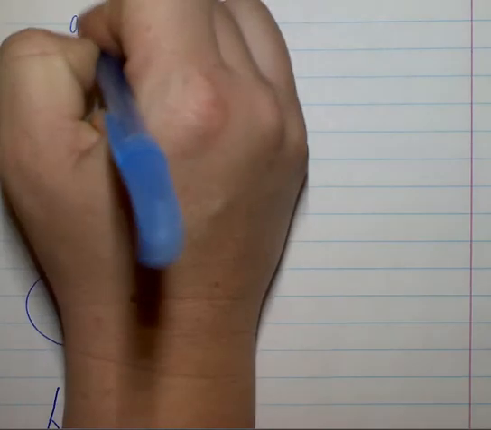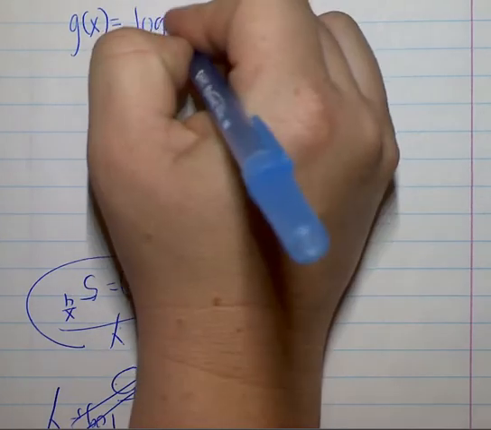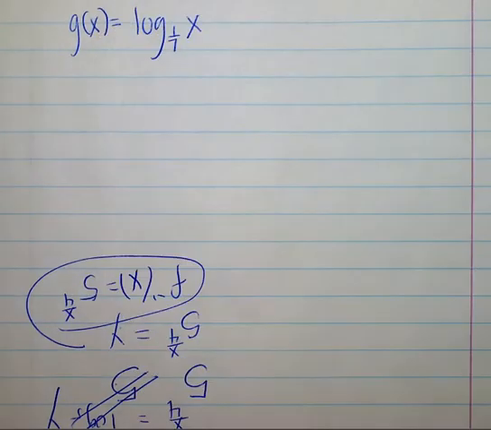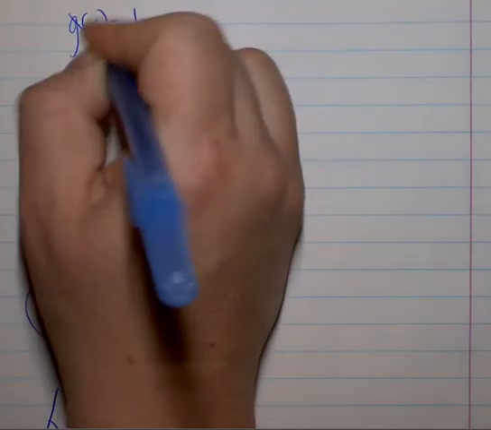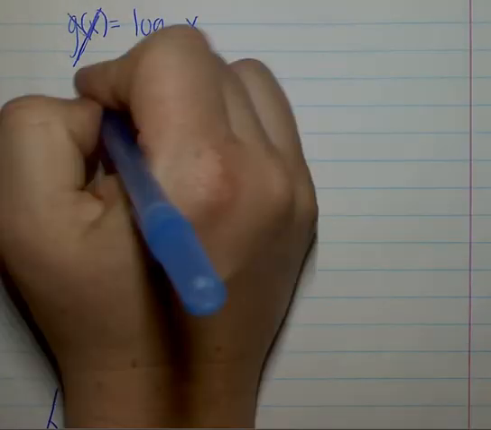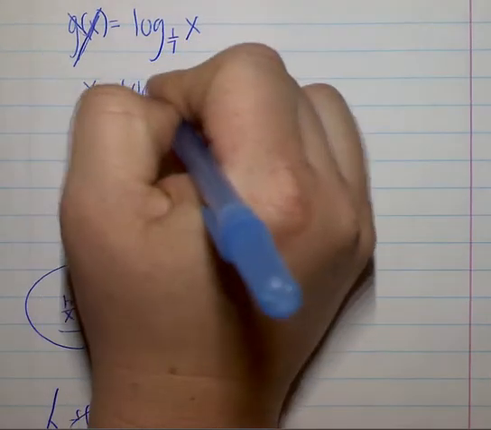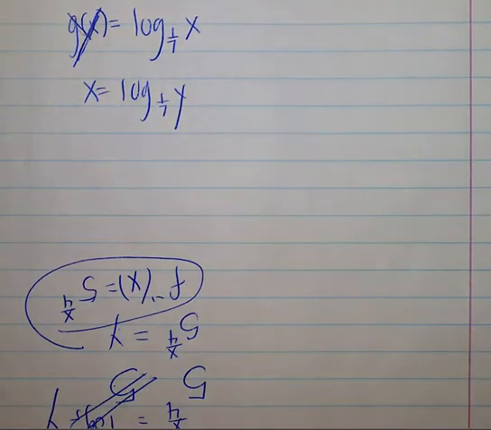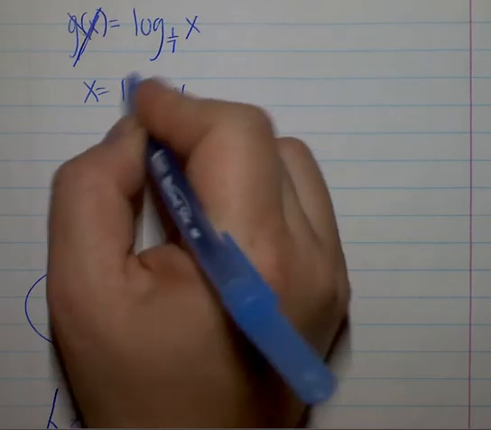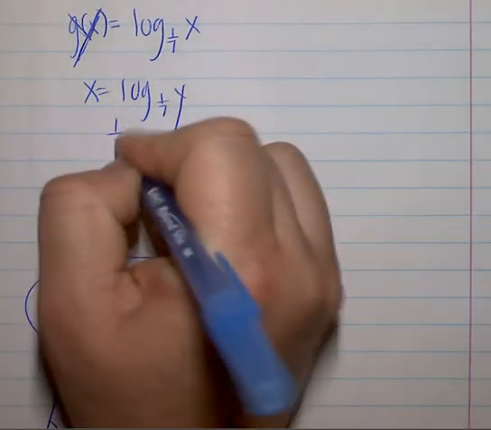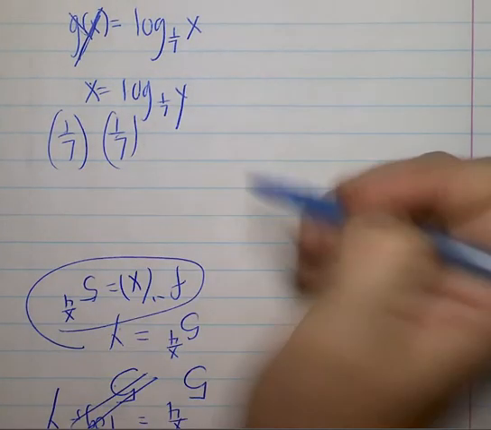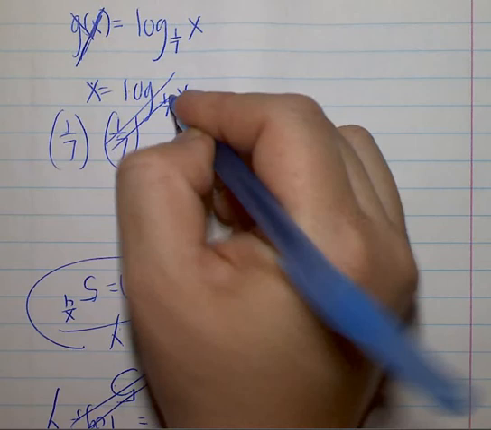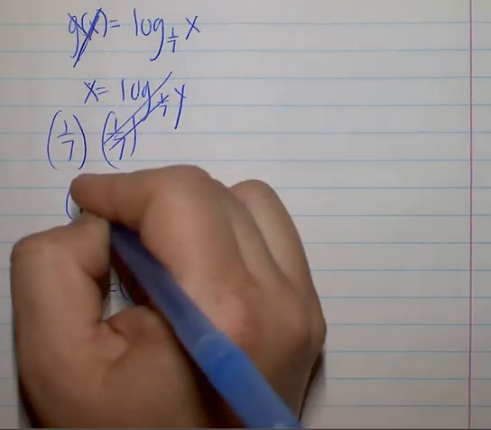Okay, here's your next one. g of x equals the log base 1/7 of x. First, I'm going to change the g of x into a y. Now I'm going to switch the x and y. To isolate the y, this becomes the exponent, and 1/7 becomes the base. Base and exponent cancel. I bring down the y equals 1/7 raised to the x.